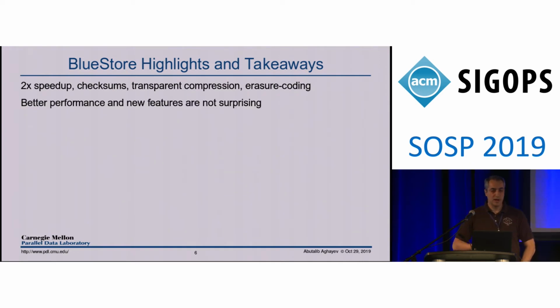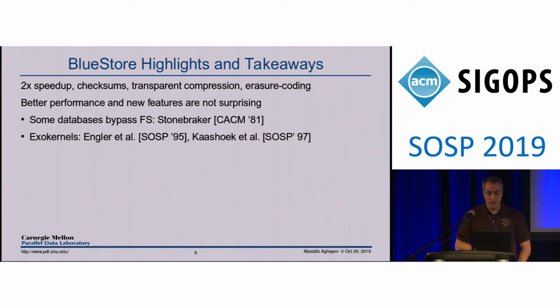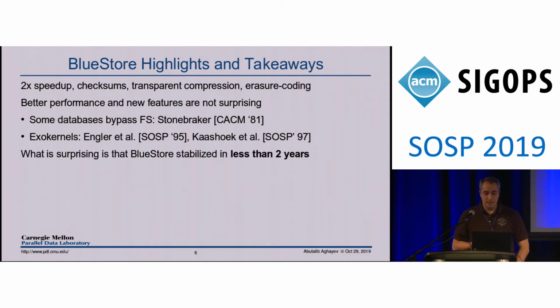So I guess it's not surprising to this audience that a custom backend performs better or implements features more efficiently, because databases have long realized the file system overhead, and some even bypass it. And exokernels have shown that low-level abstractions tailored to the application result in significantly better performance compared to general-purpose OS abstractions. Perhaps what is surprising, though, is that unlike general-purpose file systems that take a decade to mature, the BlueStore backend stabilized in less than 2 years.